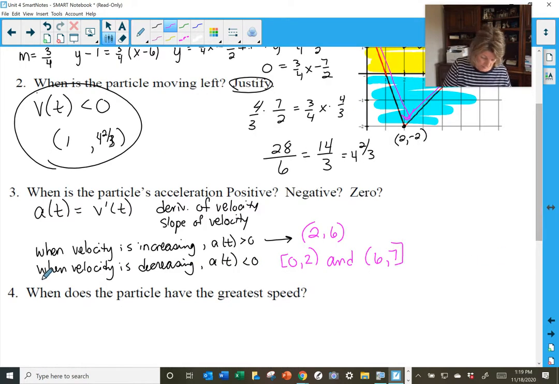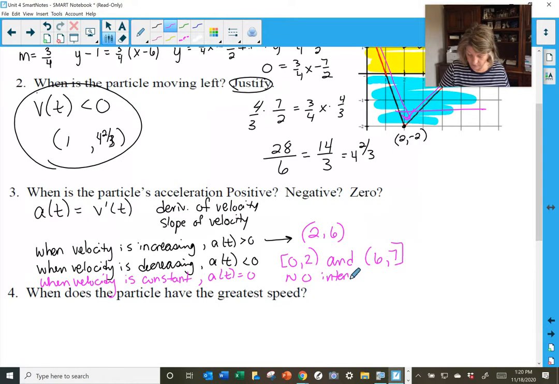So when velocity is constant, like it stayed always at 2 or 3, we would see a horizontal line on our graph. When velocity is constant, A of t equals 0, and this doesn't happen. No intervals, or no time frame. Okay. When does the particle have the greatest speed?